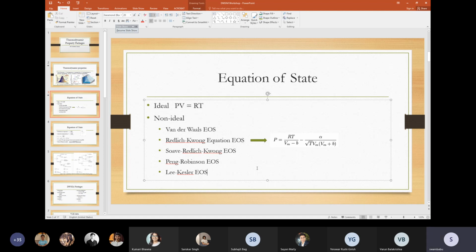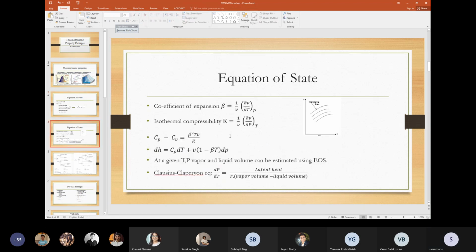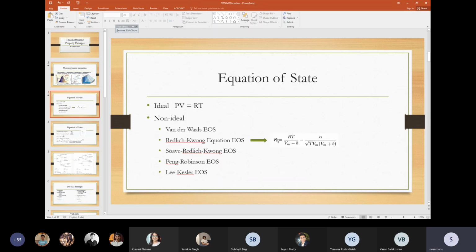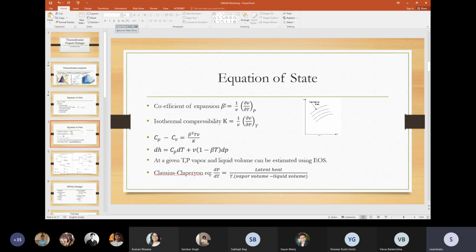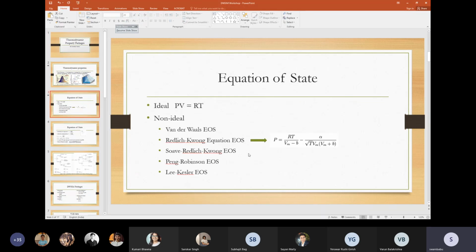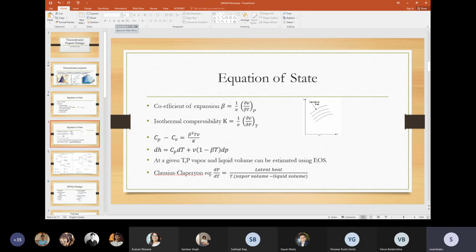So what is the use of these equations of state? Suppose I know the pressure, temperature, volume relationship. From that we will be able to estimate the coefficient of expansion, which is the partial derivative of volume with respect to temperature at constant pressure. If I know this equation of state, I can get the partial derivative dV/dT at P, then calculate the coefficient beta, at least as an expression in terms of pressure and temperature only. Isothermal compressibility is again the partial derivative of volume with respect to pressure.